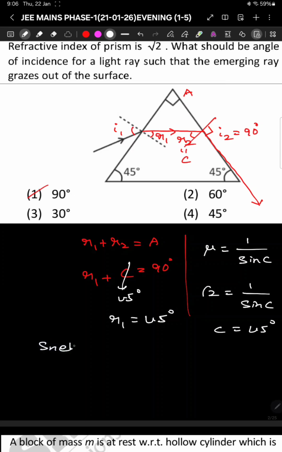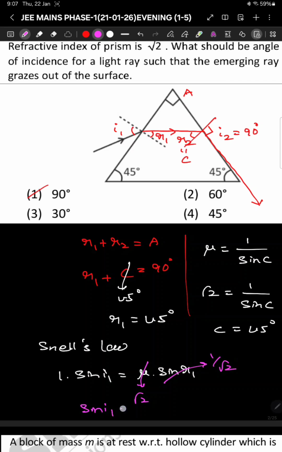Now apply Snell's law during the first refraction. Air medium 1 into sin I1 equal to mu prism into sin R1. We know mu value as root 2, and R1 we got as 45. Sin 45 will be 1 by root 2. So sin I1 equal to 1, which implies I1 is 90.